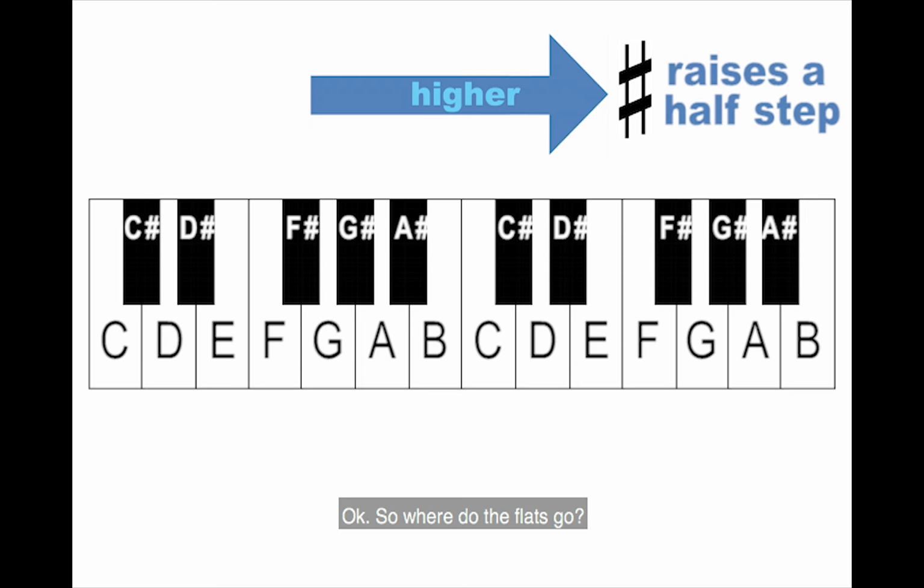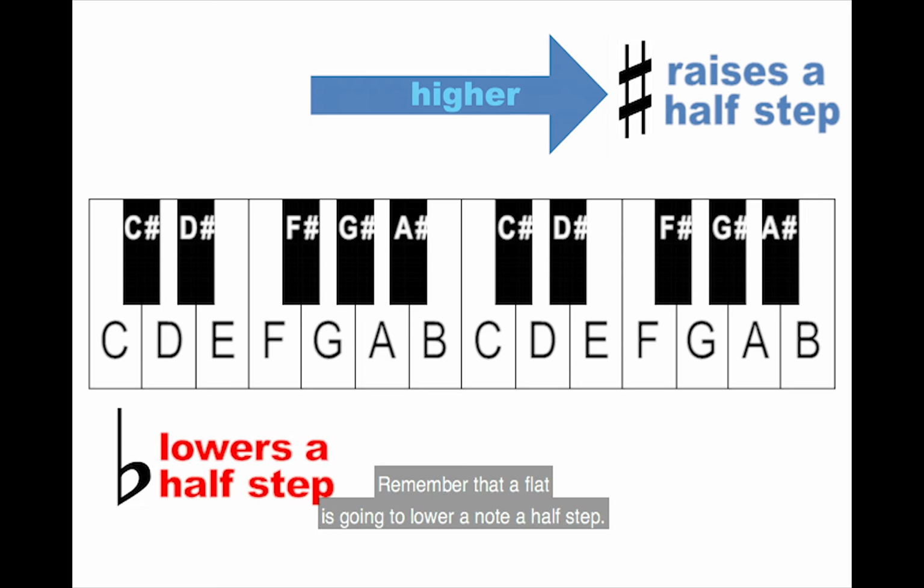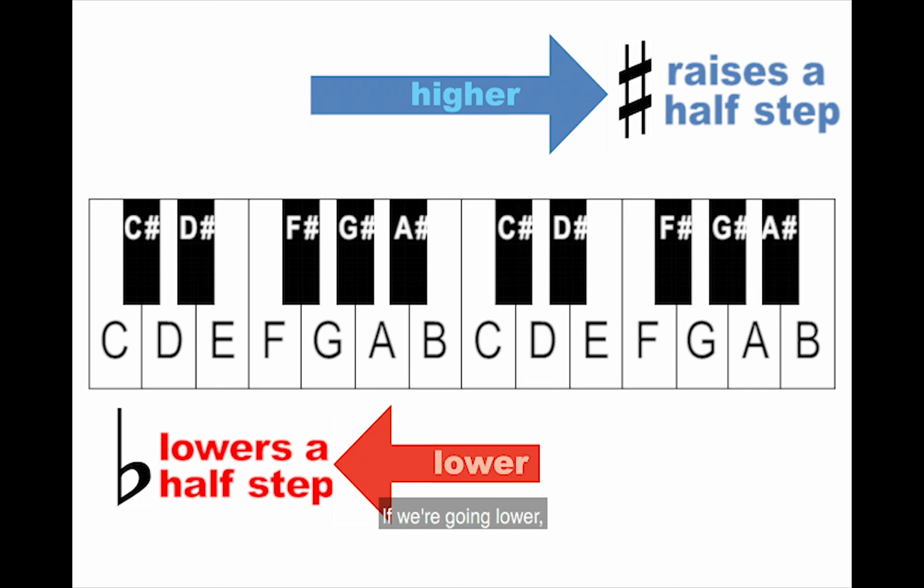Okay, so where do the flats go? Remember that a flat is going to lower a note a half step. If we're going lower, we move down toward the left of the keyboard. So here's B. We're lowering B a half step, so it's going to be B flat.